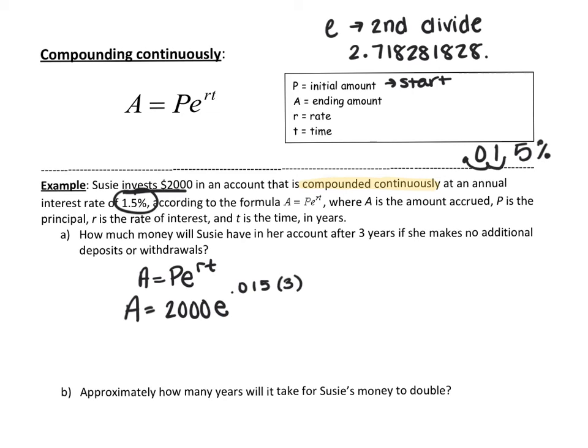And again, make sure when you have the E, you're hitting second divide to get to it. All right, so take a couple minutes, pause the video, type this in, and hit resume when you're ready for the answer. All right, so you should have gotten $2,092.06. And that's how much money she would get if she was compounded annually. Okay. And then again, tomorrow and the next day, we'll go over parts B and C because they're asking to find how many years.